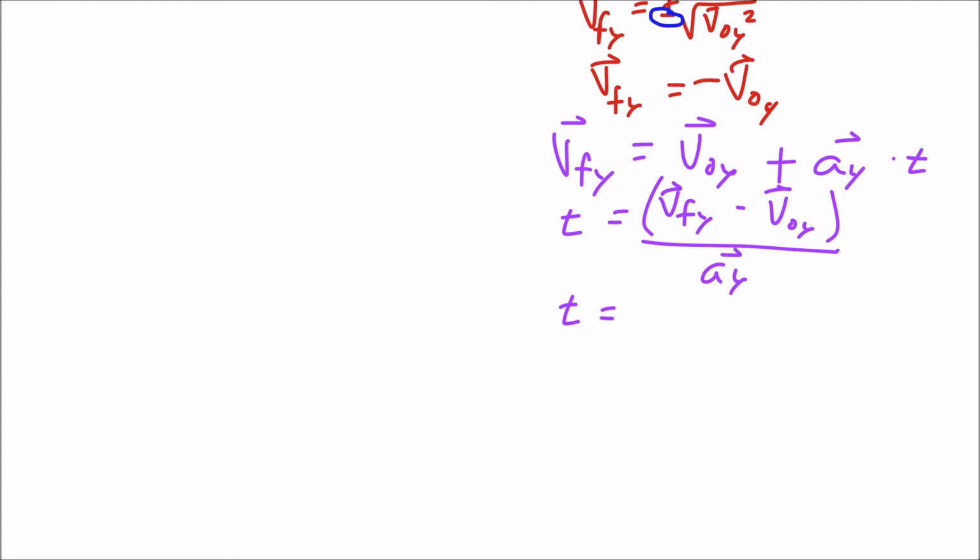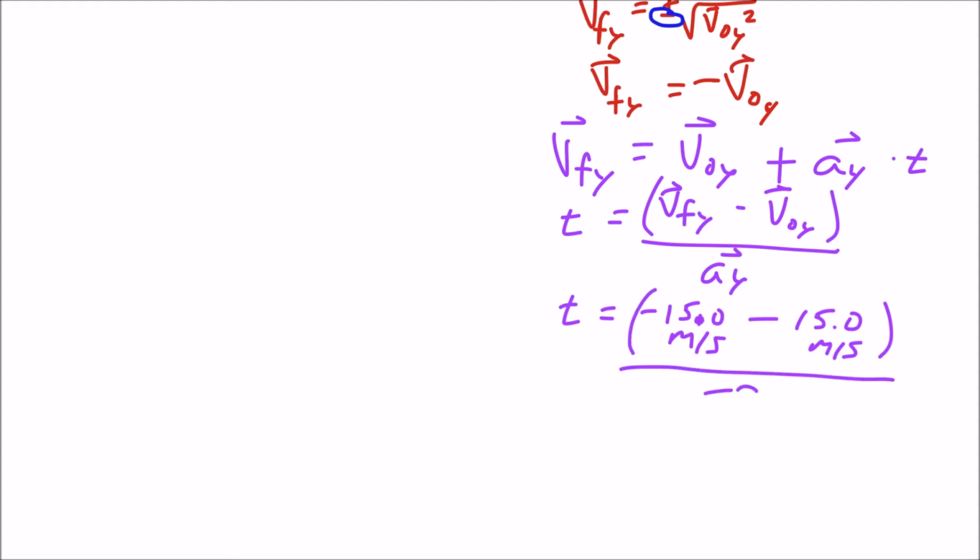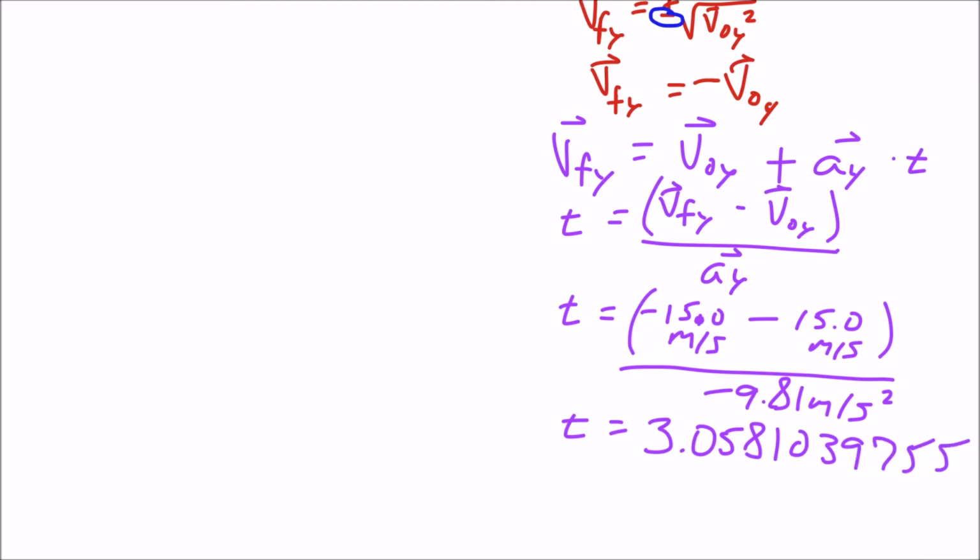The final velocity in the y-axis is the negative of the initial velocity, so that's going to be negative 15 meters per second minus positive 15 meters per second divided by negative 9.81 meters per second squared. Alright, so when I do that, I'm coming up with 3.0581039755 seconds.